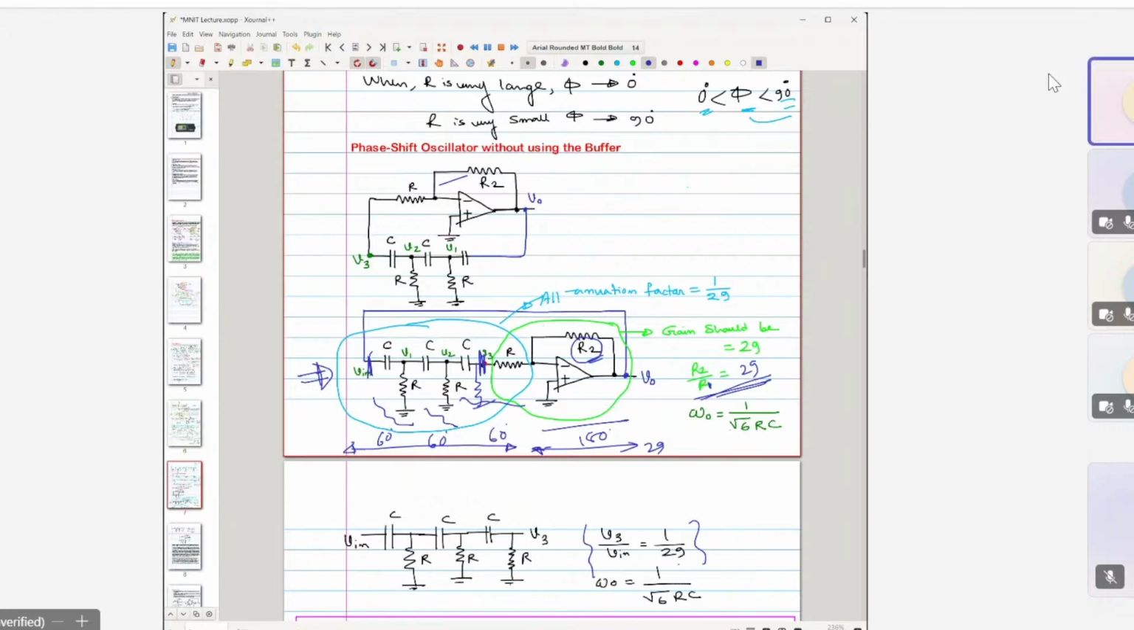Okay. Earlier the resonant frequency was 1 by root 3 RC. Now that would become 1 by root 6 RC. Okay. It is not difficult to calculate. You can follow the same process.